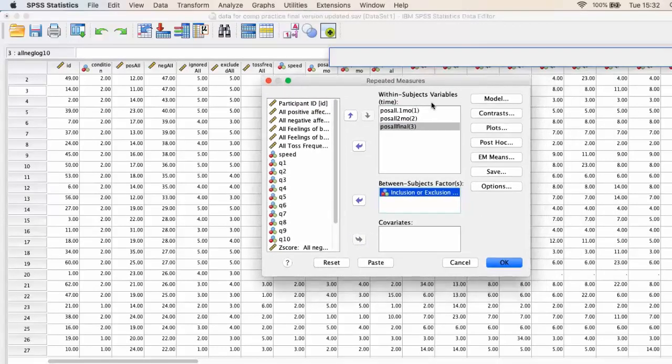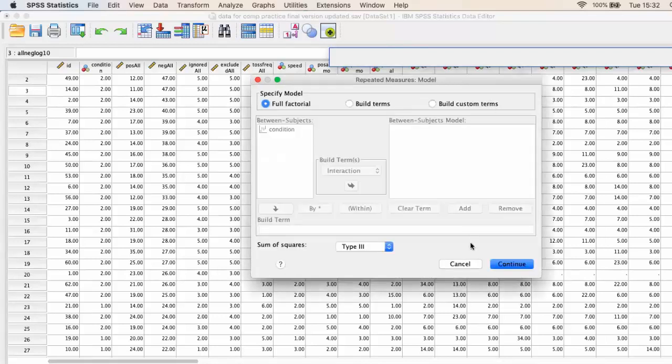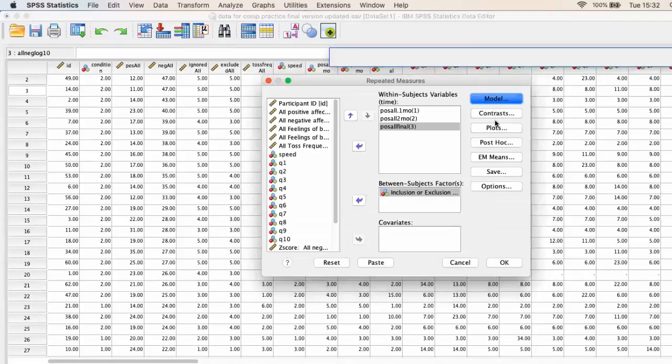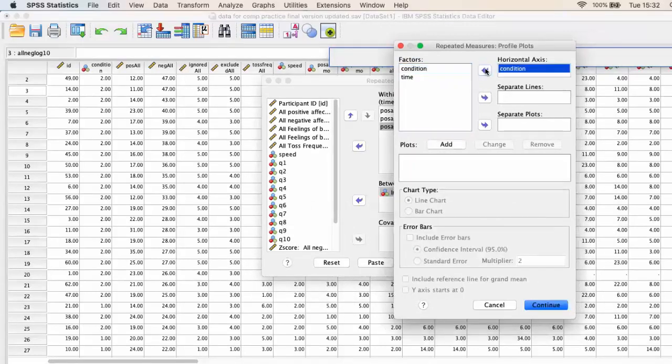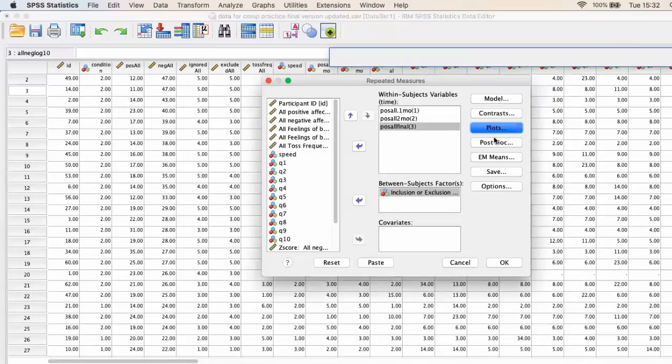And then you just want to make sure you've got everything you need. So you go to Plots. I don't think we need anything else in that. You want to look at condition, which is inclusion or exclusion, by the time. You want to add that there, so you've got your plots for that. Does it matter which way you enter that? Nope. Just put them in there and they'll show you the interaction later on.